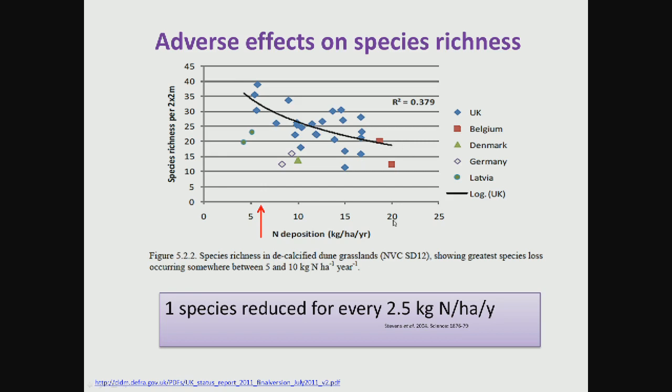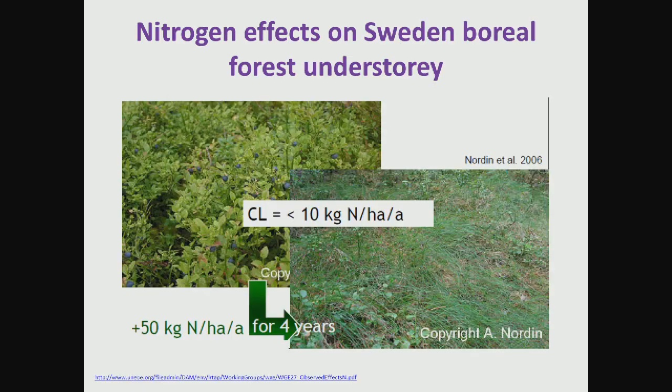I've shown this because this is a really famous experiment. It was European-wide, they repeated exactly the same experiment in all these different countries. And they found the same. And they showed that the big loss in this dune grassland was at 5 to 10. So anything above that, species were lost. And there was one species lost for every 2.5 kilograms of nitrogen per hectare added. So it's very, very sensitive to any nitrogen.